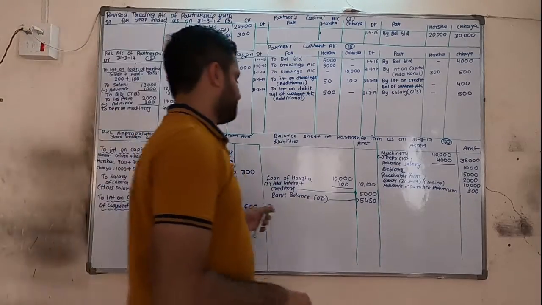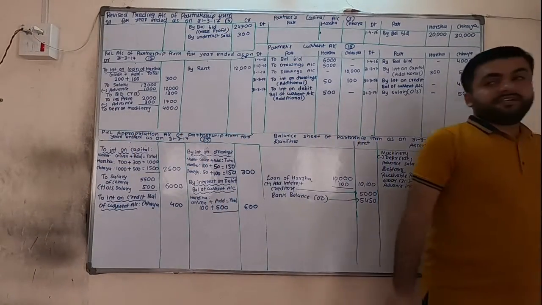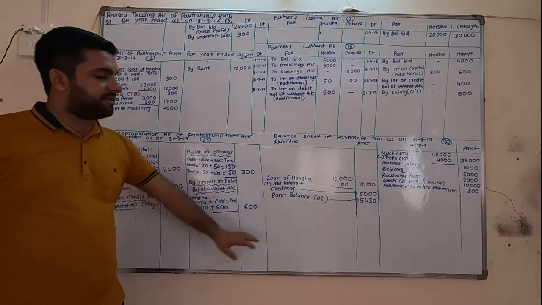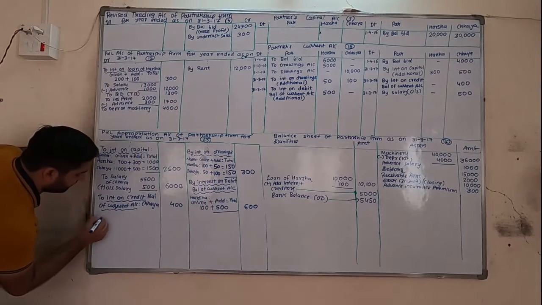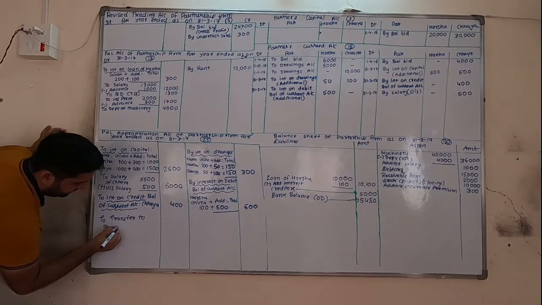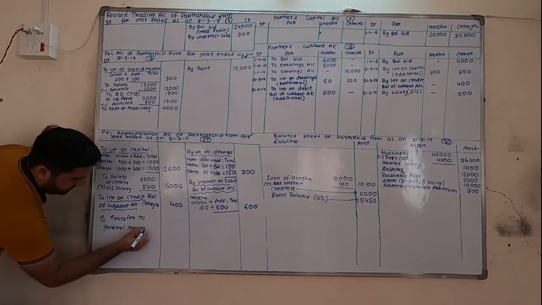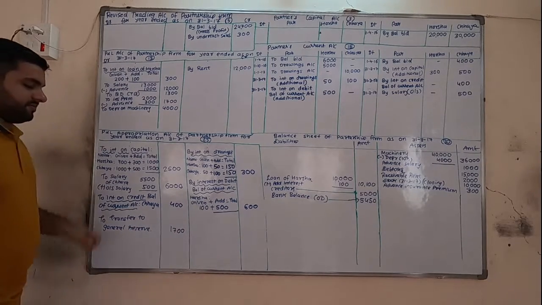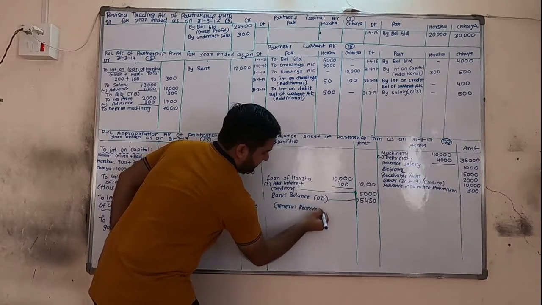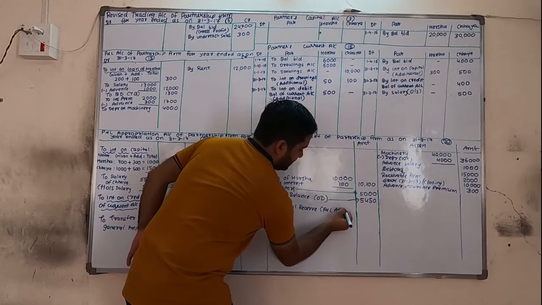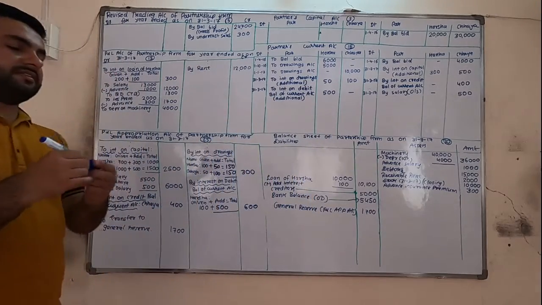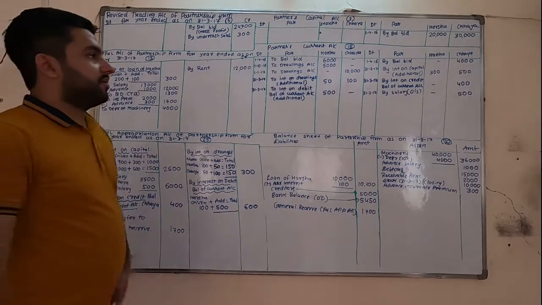Yes. Now the last adjustment. 1700 is to be transferred to general reserve. So for transferring to general reserve, what is the thing? P&L appropriation debit and liability side. To transfer to general reserve, general reserve, P&L appropriation, 1700. That's all. All the adjustments are over. Everything is over. Okay. Now close it.